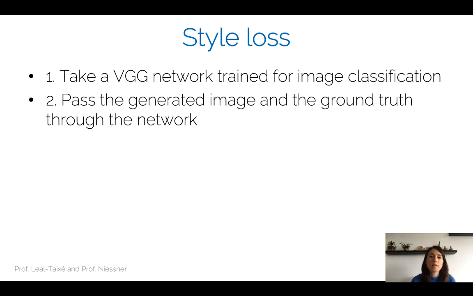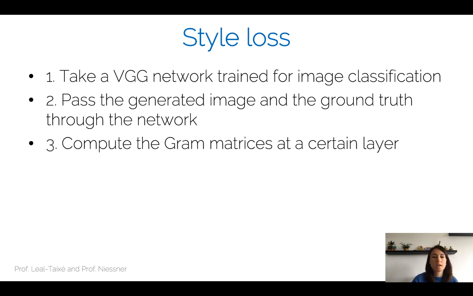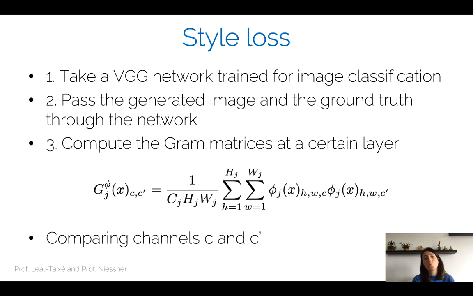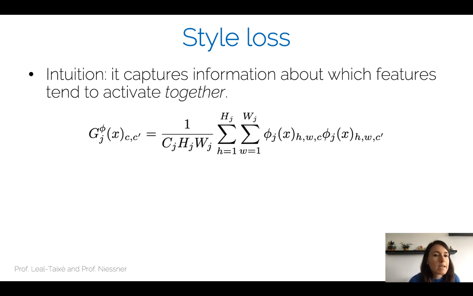So again, how the style loss is computed is you take the same VGG network as before, pre-trained for image classification. You pass the generated image and the ground truth to the network, and you compute Gram matrices at a certain layer. Now, what a Gram matrix is essentially doing is comparing different channels of this feature representation at layer J. But what does that mean exactly?